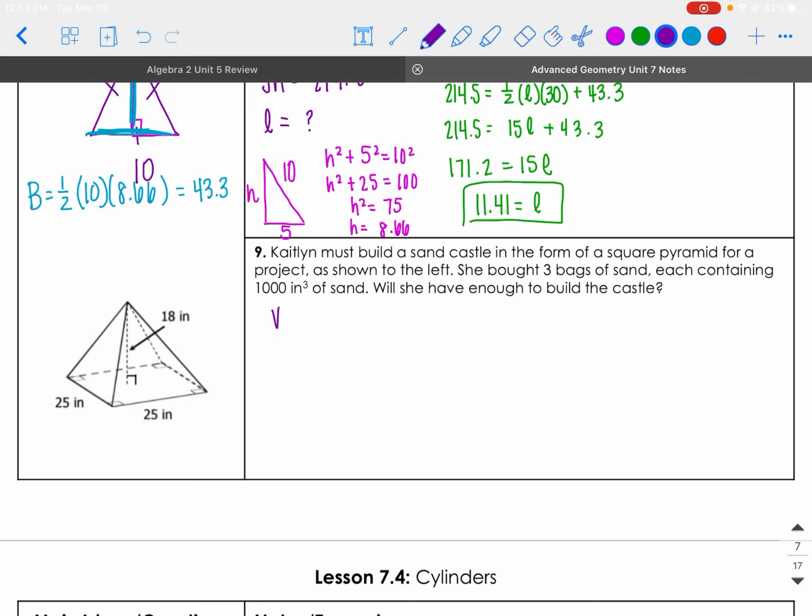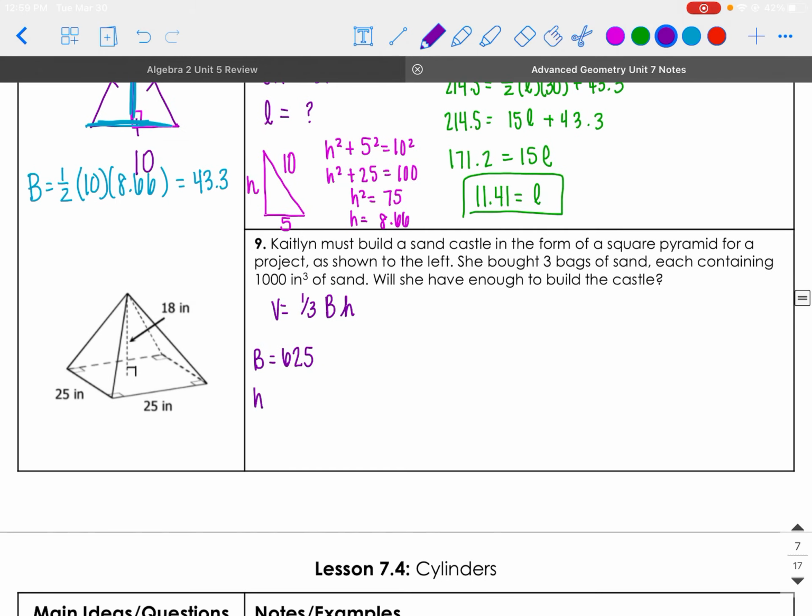All right, so volume is 1/3 BH. So my area of the base would be 625 because 25 times 25. And my height is 18. All right, so volume is 1/3 times 625 times 18, which is 3,750 cubic inches. And she only has 3,000.